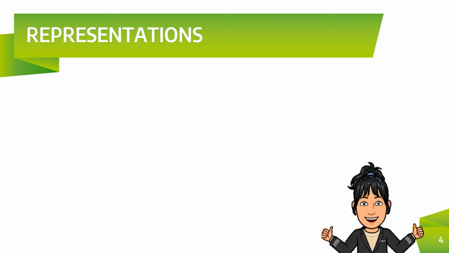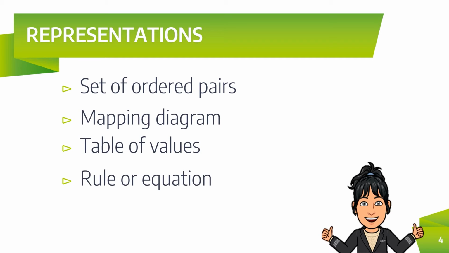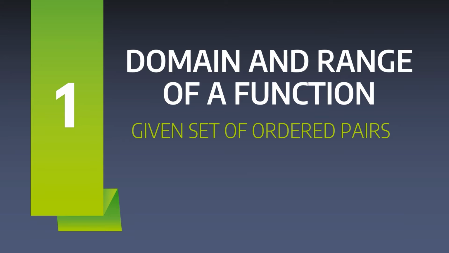During the previous discussion, the different representations were discussed, such as set of ordered pairs, mapping diagram, table of values, rule or equation, and graph. Let us first discuss how to find the domain and range of a function given the set of ordered pairs.